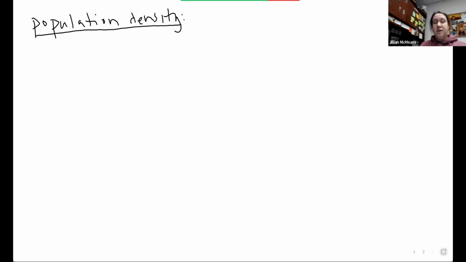So population density refers to the number of people approximately per unit of measure. If you were measuring an area in acres, you would want to know how many people per acre. If you're measuring in square miles, you would want to know how many people per square mile.